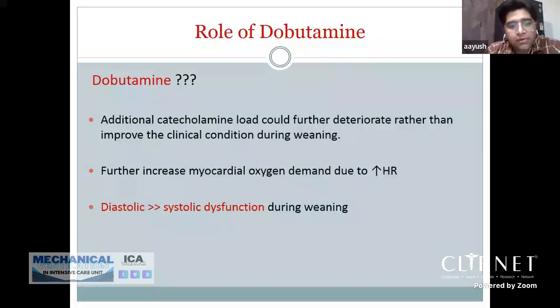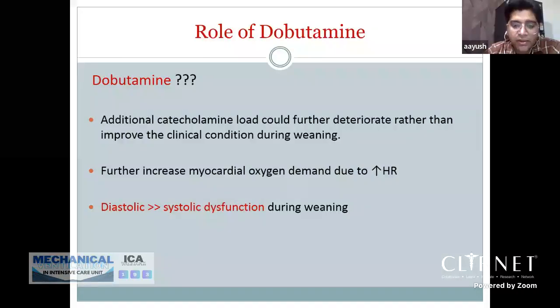Dobutamine, again, as was discussed in the previous slide, can cause catecholamine surge, which can further worsen the condition of the patients and may lead to increased afterload also at times. Also, it was found that dobutamine will further increase the myocardial oxygen demand by increasing the rate pressure product. The heart rate increases because of the beta-1 action, increasing the rate pressure product and causing increase in the myocardial oxygen demand. And because dobutamine predominantly improves systolic dysfunction, and we know that the main cause of weaning-induced pulmonary edema is diastolic failure, use dobutamine with caution and prefer using levosimendan instead of dobutamine.